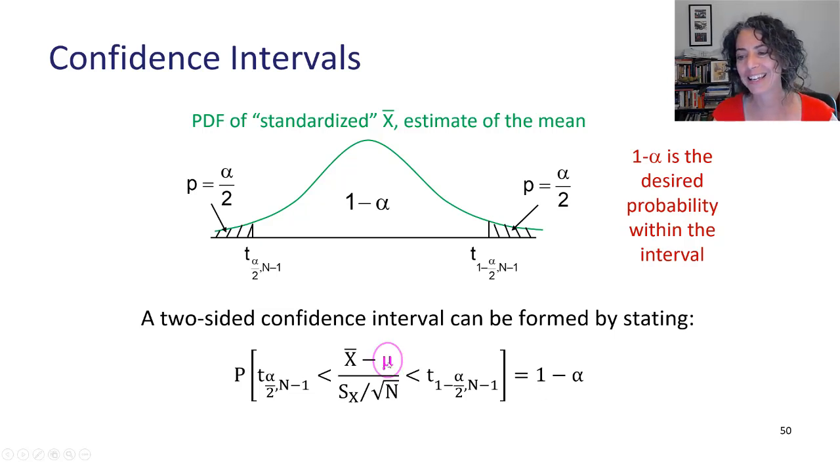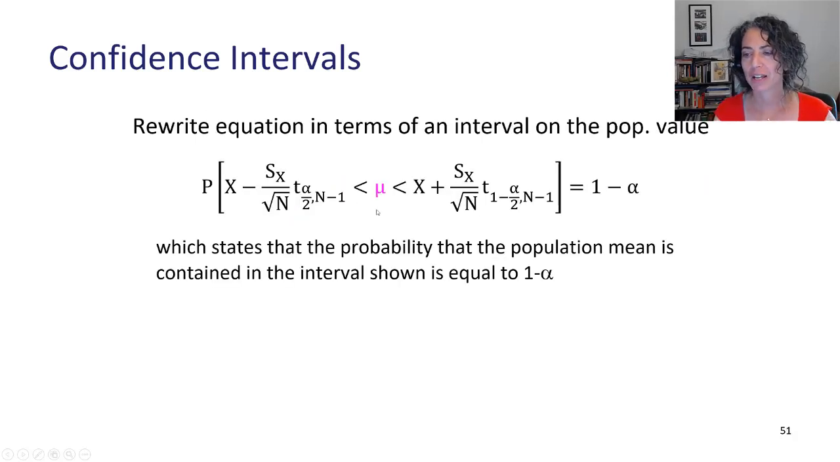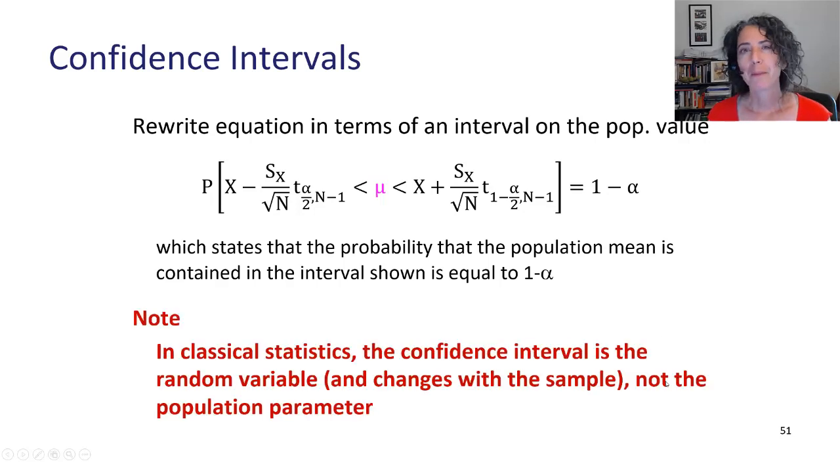Again, we're going to isolate our mu and rewrite the equation with mu in the middle. So here it is, mu in the middle, and we've moved everything else to either side of the expression. Now, I'm not going to talk very much about frequentist versus Bayesian statistics, but this is frequentist or classical statistics. So we're saying that the confidence interval in this case is a random variable that changes with the random sample.